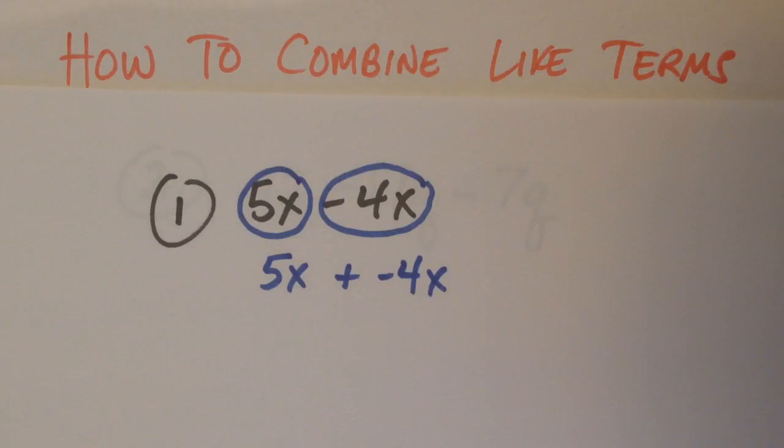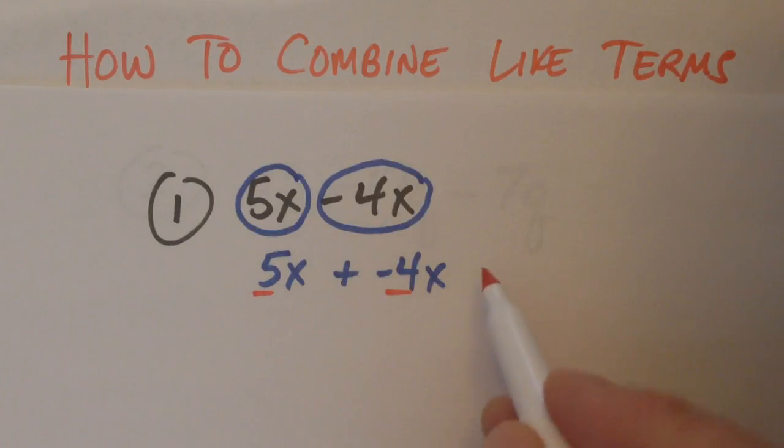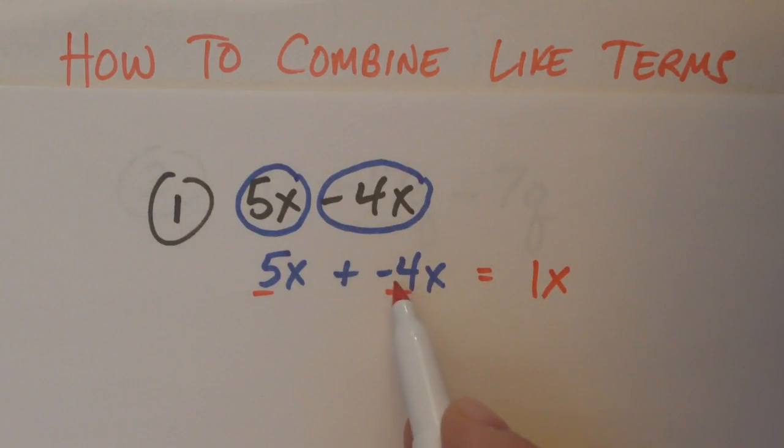Then when you add the coefficients, 5 and negative 4, all you have to remember are the rules for adding and subtracting positive and negative numbers. 5 plus negative 4, so you find the difference of the absolute values. The absolute value of 5 is 5, the absolute value of negative 4 is 4. 5 minus 4 is 1. And can 5 good guys defeat 4 bad guys? Yes, so the answer is positive 1x. Let's look at another one.